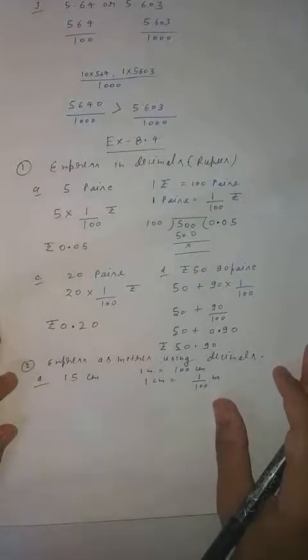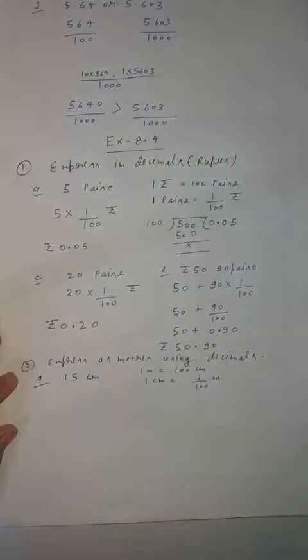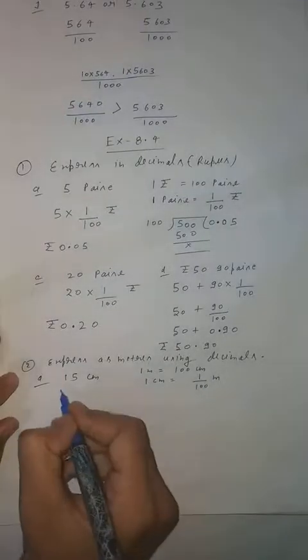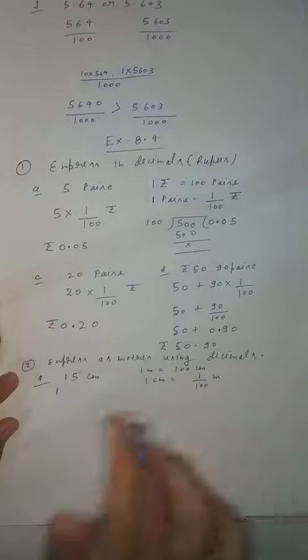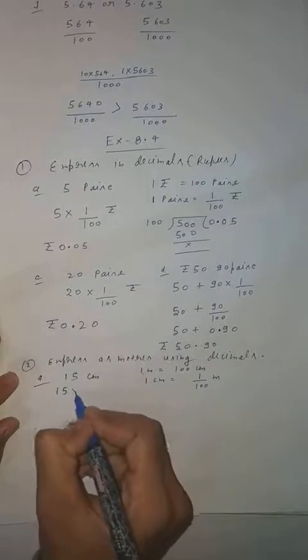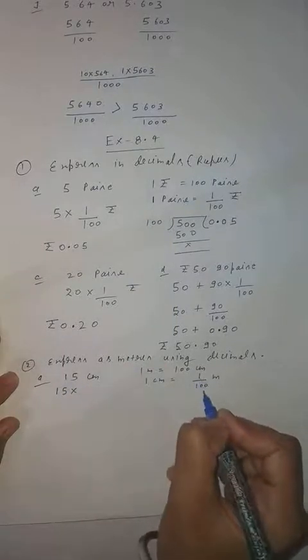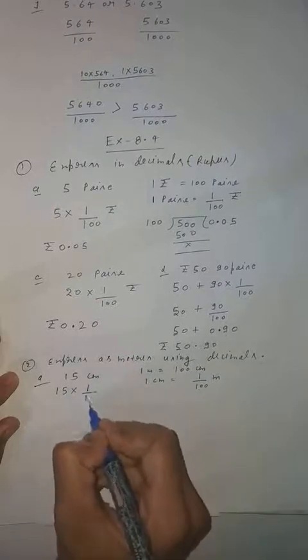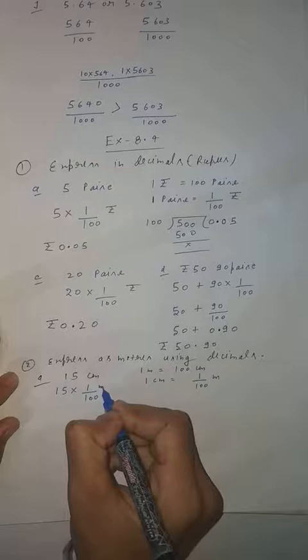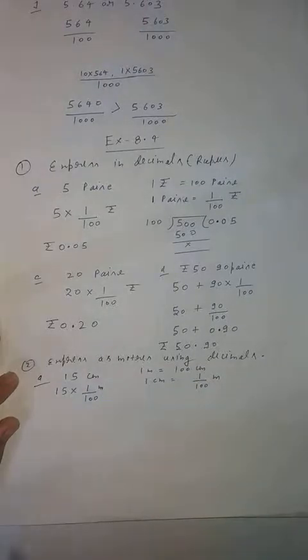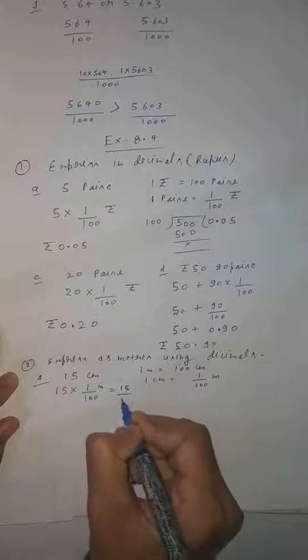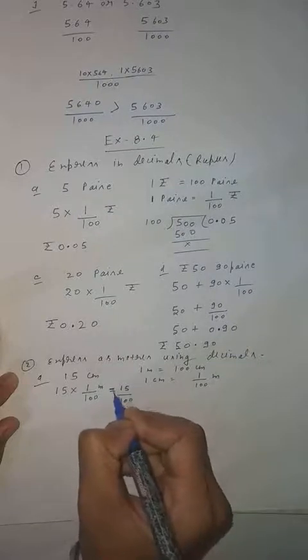What is given? Express as meter using decimal. So you have to convert this centimeter into meter. You know that 1 centimeter equal to 1 upon 100 meter. So similarly 15 centimeter is what? 15 centimeter equal to 15 into 1 upon 100 meter. Is that clear student? You know that this will become 15 upon 100 meter.